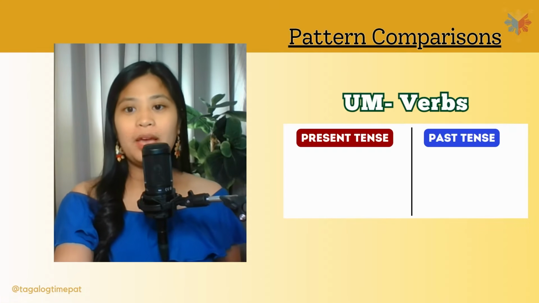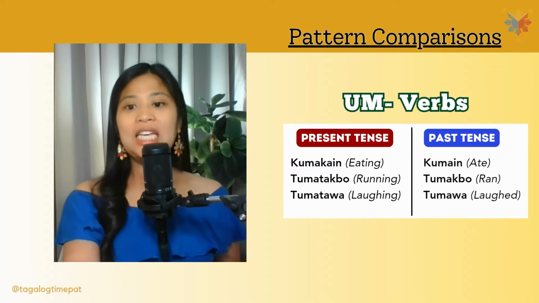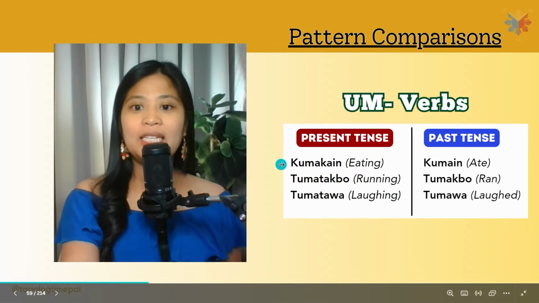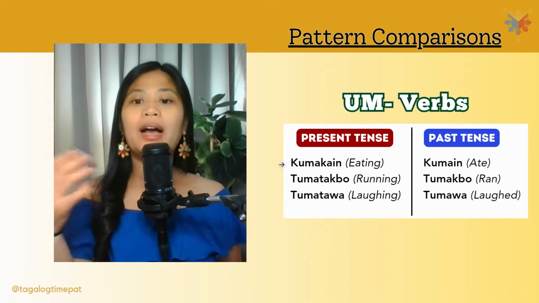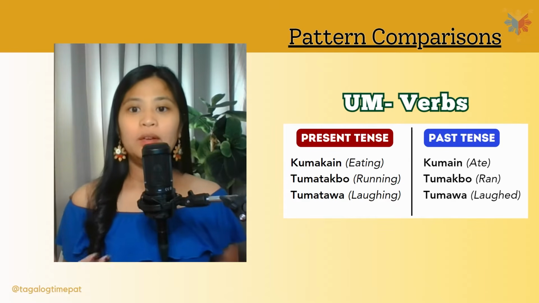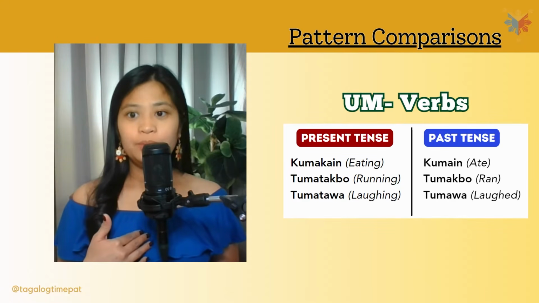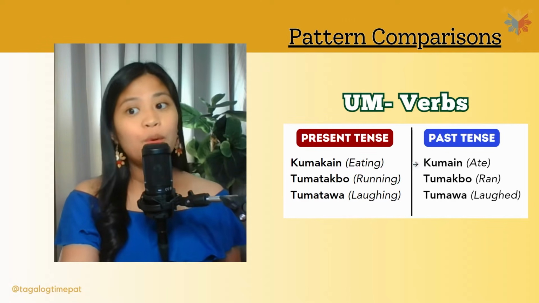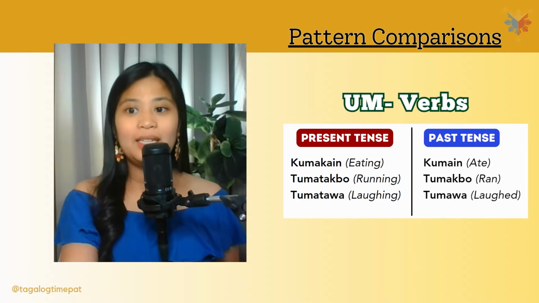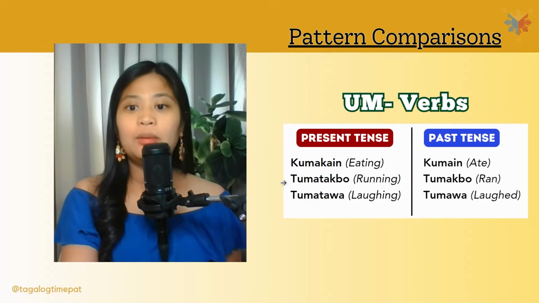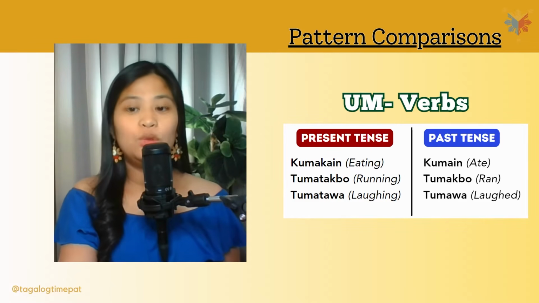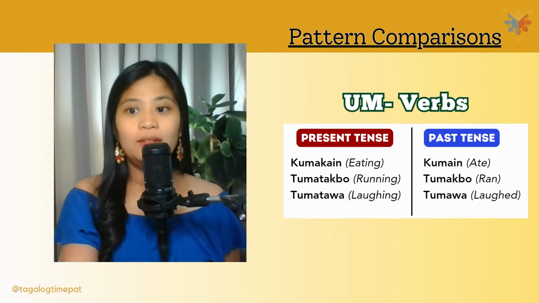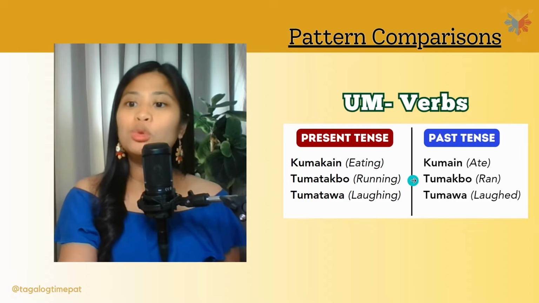So now let's compare. In the present tense, kain is kumakain. Kumakain ako. I am eating. In the past tense, it's kumain. Kumain ako. I ate. For the word takbo, in the present tense, it's tumatakbo. That means running. Tumatakbo siya. He is running. In the past tense, it's tumakbo.